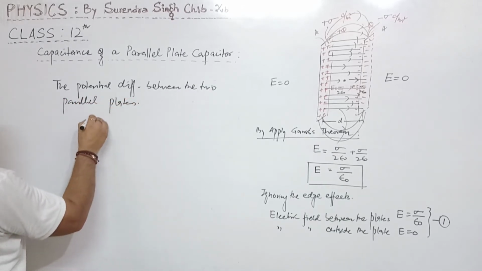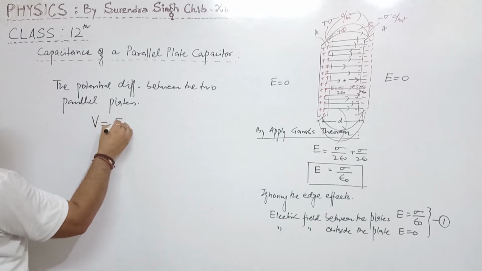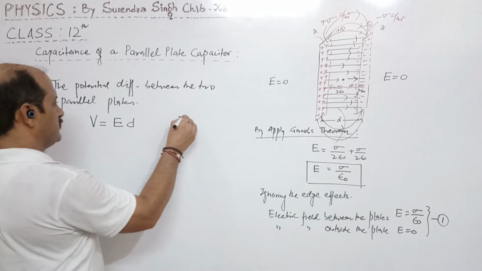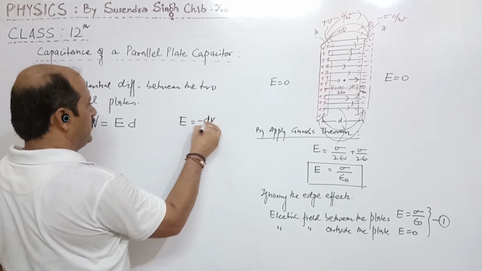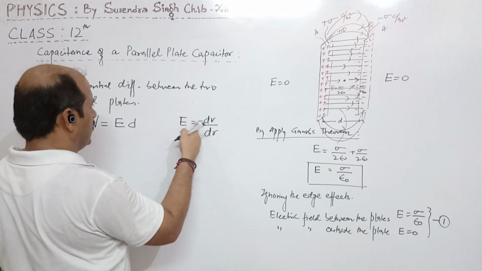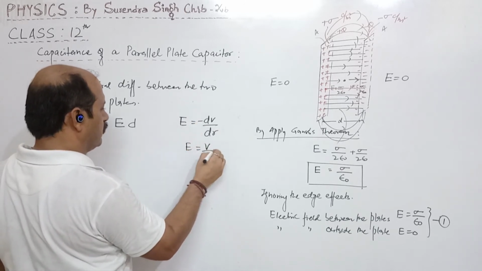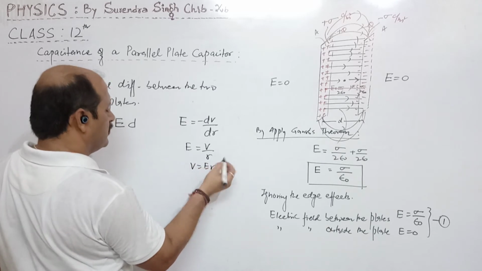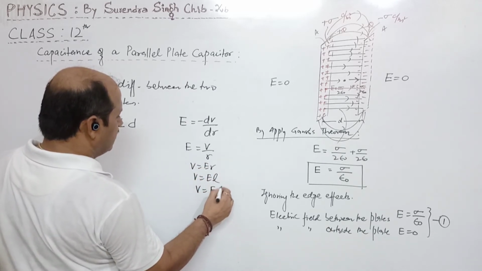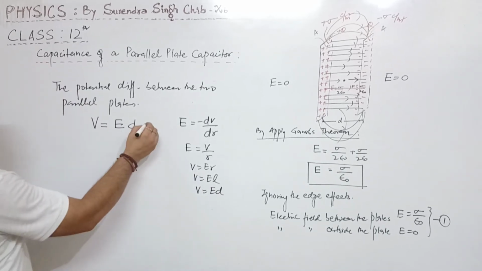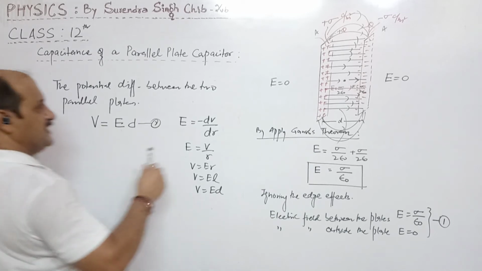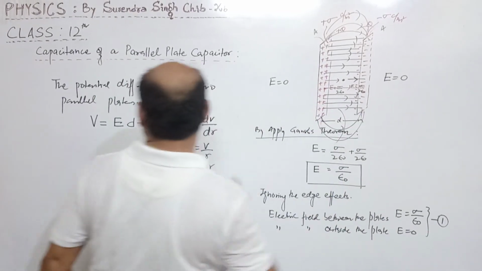What is the formula of potential difference? V equals ED. Now, where does it come from? I explained it in the derivation earlier: E equals minus dV by dr. So you can use E equals V upon R, removing the minus sign, so V equals ER, or you can use V equals EL, or V equals ED. This is the formula used, equation number 2: V equals E into D. E is the electric field and D is the separation distance.